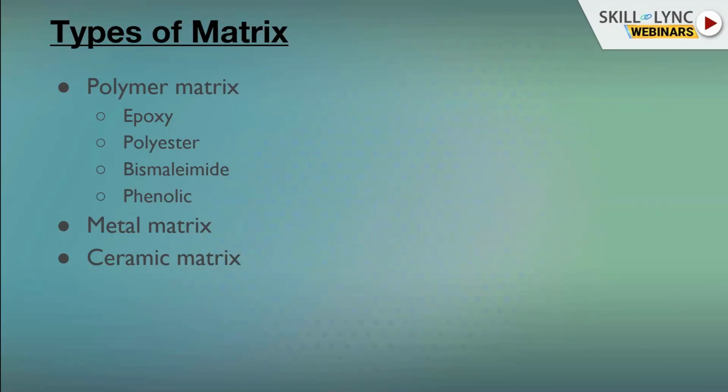Similarly, there are metal matrix and ceramic matrix which are being used in the industry. Examples of metal matrix are aluminum alloys which are being used in the aircraft industry. Aluminum alloys like 6061, 7075, 5058. These are all examples of metal matrix. There are also metal matrix based on titanium material. Whereas coming to the ceramic matrix, these are again ceramic materials, and they provide high resistance to heat.